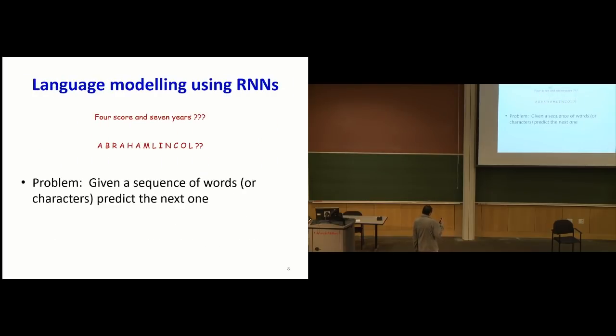So one of the most popular uses for this kind of model is in language modeling, where you might look at a sequence of characters and predict the next character. So if you saw A, B, R, A, H, A, M, L, I, N, C, O, L, you must be able to predict that most likely the next character is the character N. Or if you've seen "four score and seven years," five words, most likely the next word is "ago." So you would like to make this prediction.